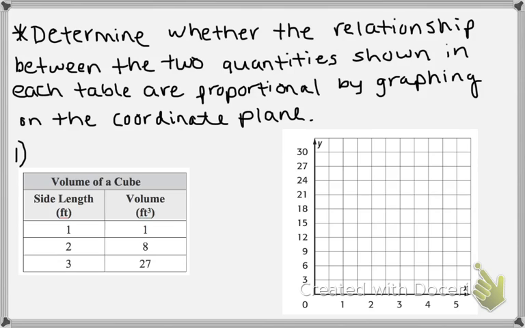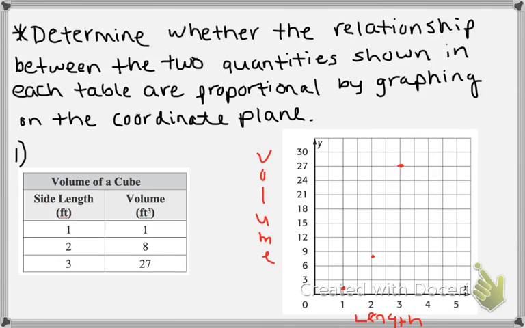I don't know if I can even write on this here. So this is length in feet, and here is our volume, just so we know. Again, we go to 1 on the x-axis and put that point here. Now 2 is 8, so we go to 2 on the x-axis and go up to 8, and I'll put a dot right there. And then for 3, we go up to 27, which is right here.